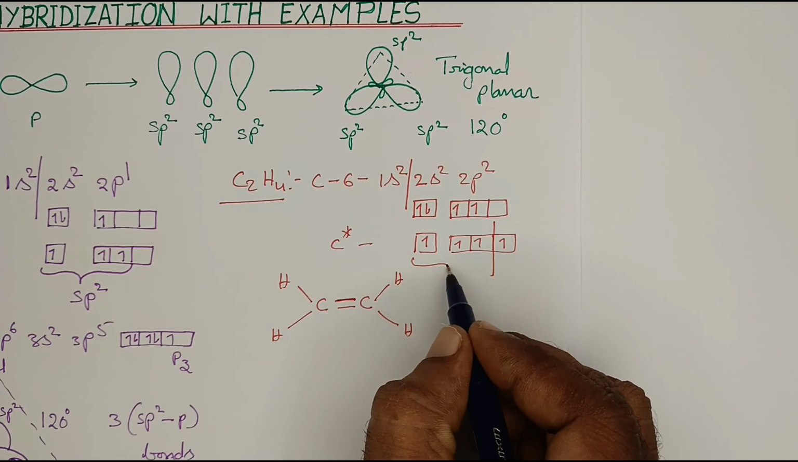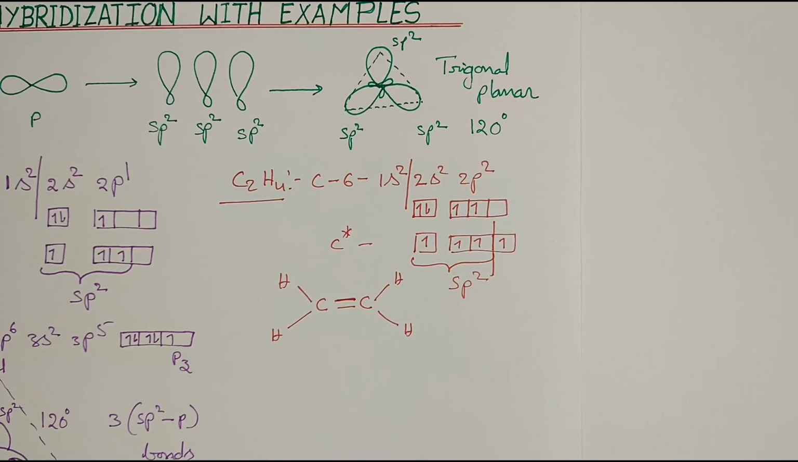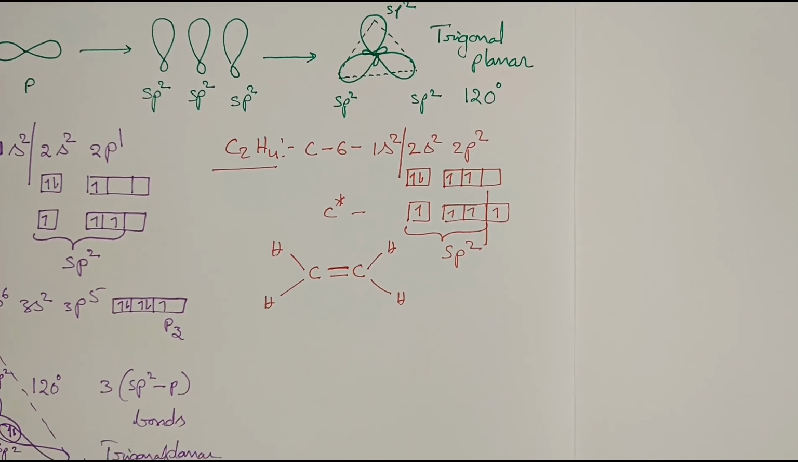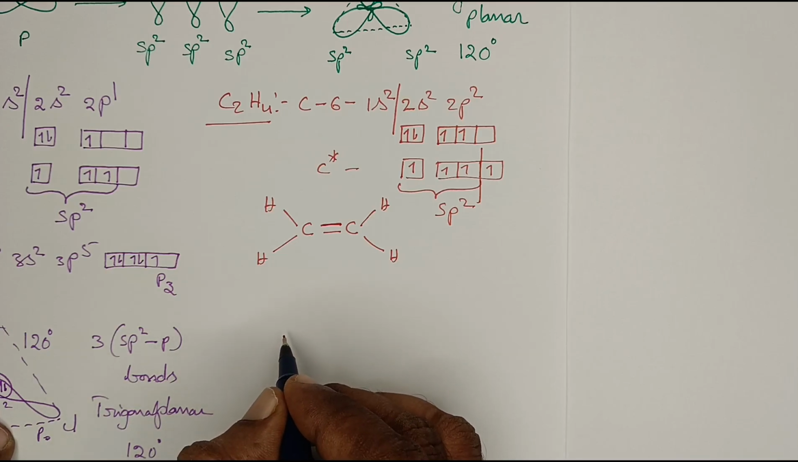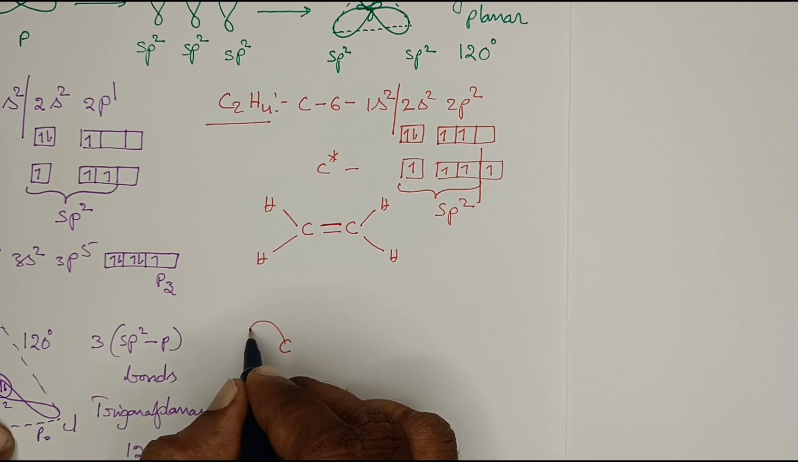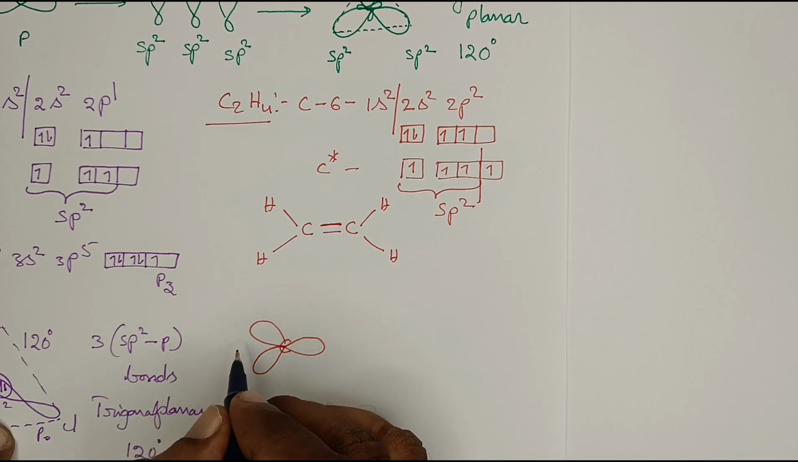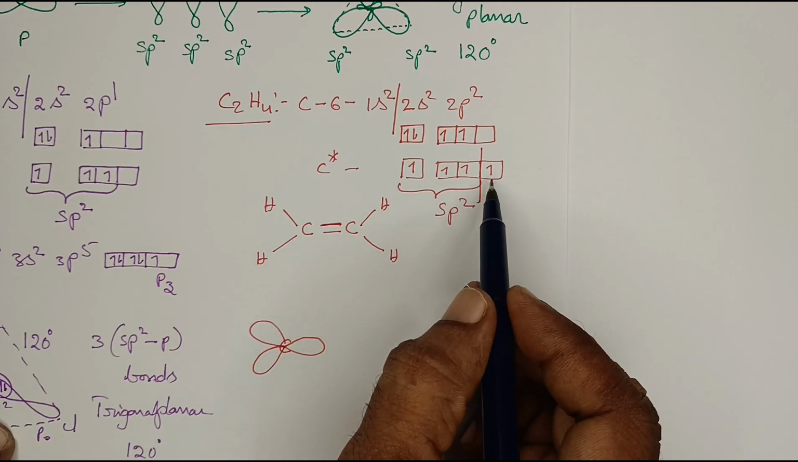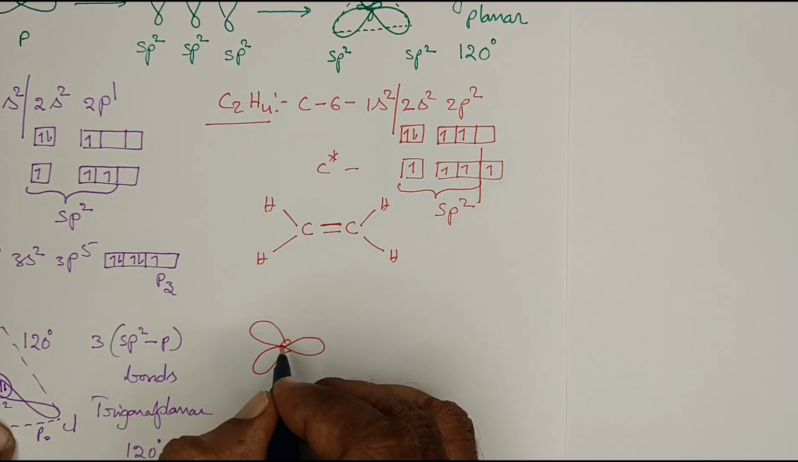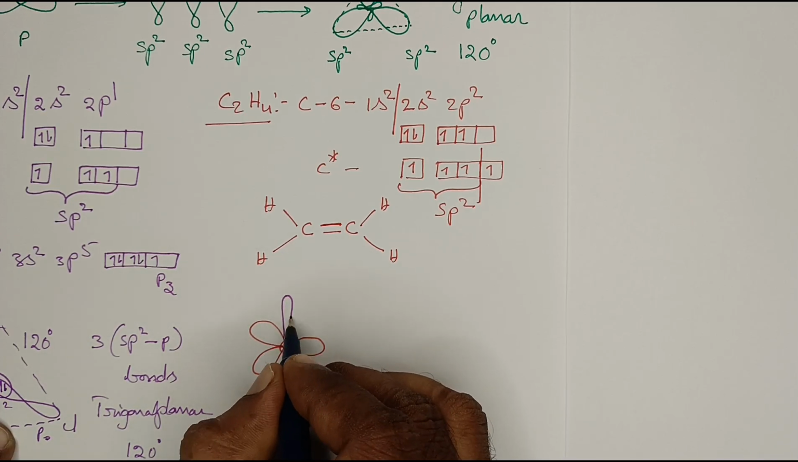So hybridization will be like this. So hybridization is s and p2. So hybridization is sp2 hybridization. So in carbon, sp2 hybridization will occur. So that means carbon sp2 hybridization 1 and 2 and 3. So sp2, sp2, sp2. So each carbon is having one unhybridized orbital. So I am drawing the unhybridized orbital like this. So this is the unhybridized orbital.